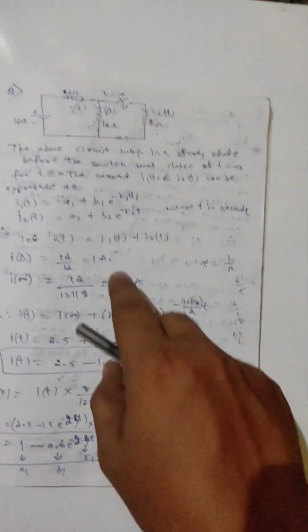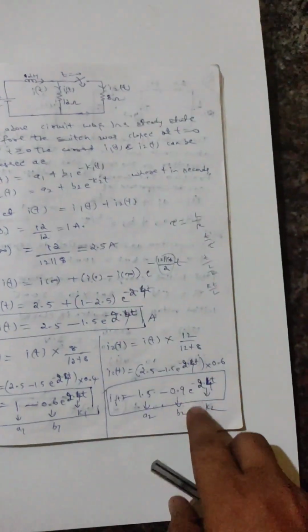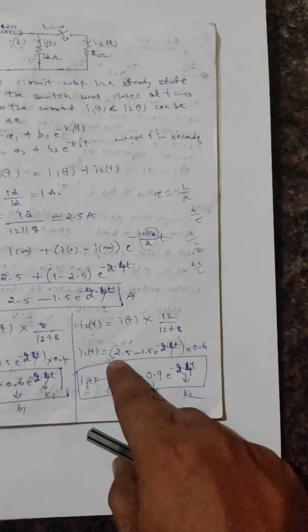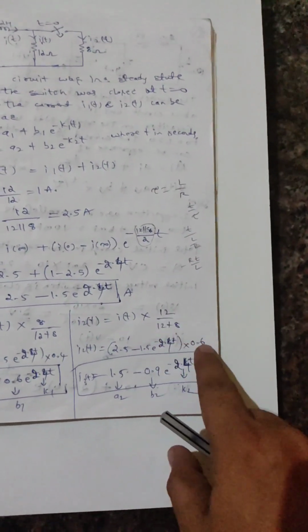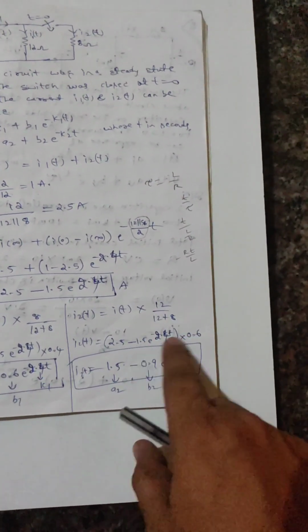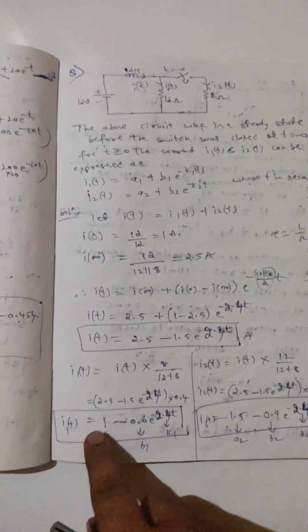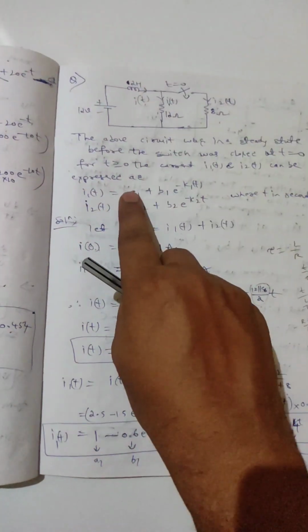Next, I2 of t. The current passing in this resistor is the supply current times this resistance divided by the sum of the resistances. Current division rule. The entire I of t equation into this fraction, which becomes 0.6. 2.5 into 0.6 is 1.5, minus 1.5 into 0.6 is 0.9, e power minus 2.4 t. So now I got I1 of t and I2 of t in the same format.